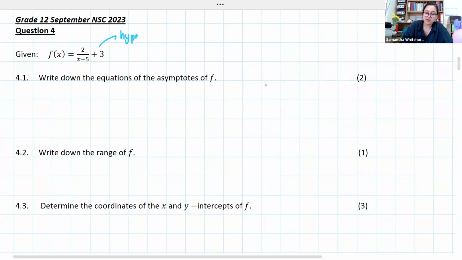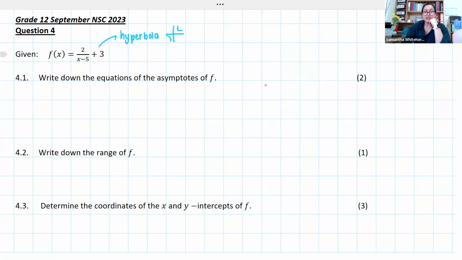Because the fraction is positive, I know that this hyperbola sits in quadrants 1 and 3. That's going to be important because, as you can see, I haven't given you the graph. I can pretty much guarantee you that if they don't give you the graph, they're going to ask you to sketch it. So we're probably going to have to sketch it, and knowing which quadrants we're working in is very helpful.